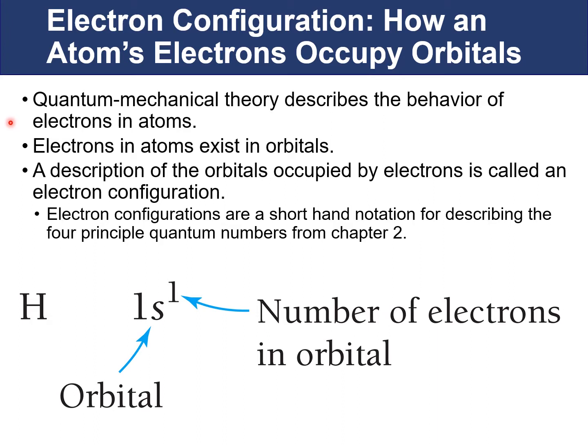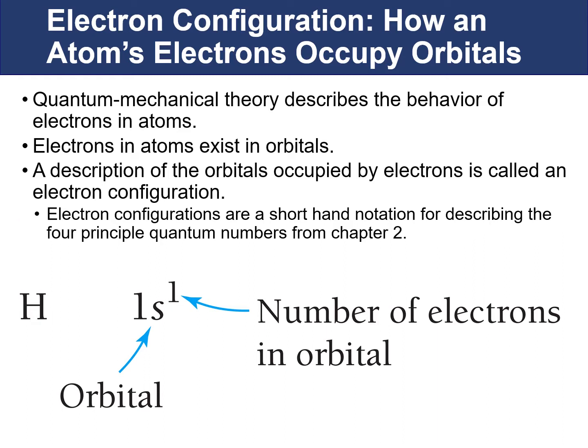Electrons in an atom exist in orbitals, and it is a description of the orbitals that are occupied by the electrons that we call the electron configuration. Now, the electron configuration is essentially a shorthand notation for describing the four principal quantum numbers for any given electron, and those four quantum numbers were initially introduced in our discussion on quantum mechanics.